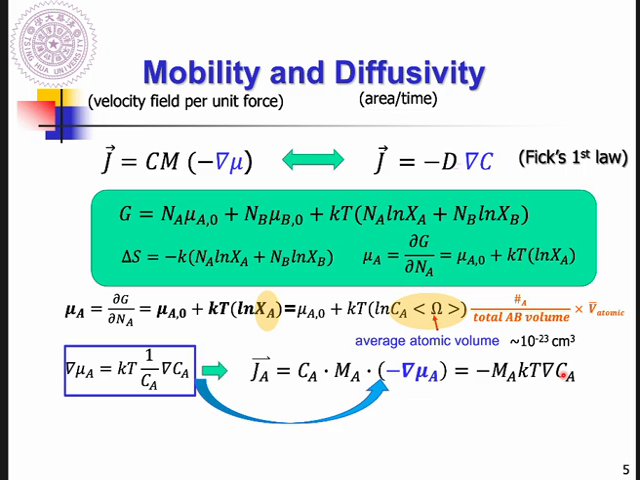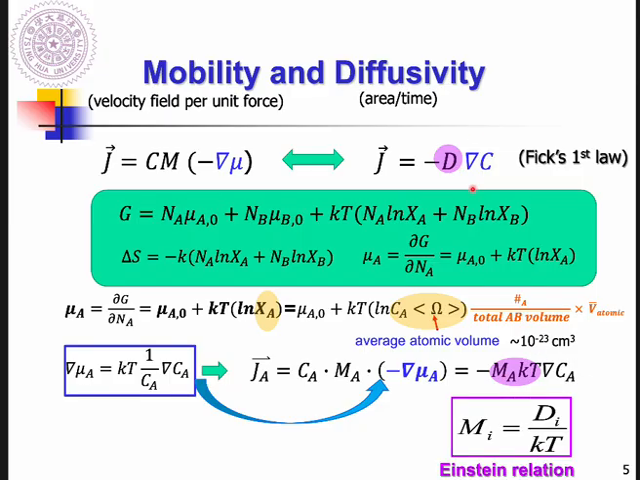So next, I compare this with Fick's first law. So I can get the relationship between the diffusivity and mobility. Diffusivity equals mobility times kT. So the mobility is proportional to the diffusivity. Diffusivity equals mobility times kT, or mobility equals diffusivity divided by kT, and this equation is quite famous. We call it the Einstein relation. So when you find that the diffusivity of an atom in a material is higher, it is also proportional to mobility, so the mobility is higher as well.